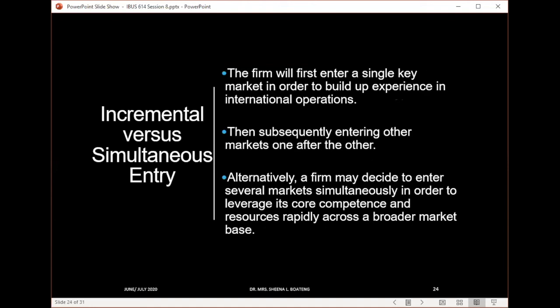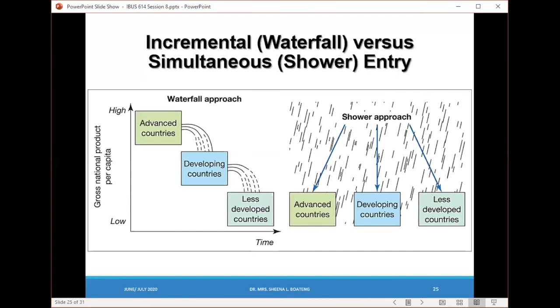And you are able to use the competencies that you have as an organization to facilitate this simultaneous entry, because we need to bear in mind that all these markets may not have the same or similar market segments. So you would need to do a lot of resource commitment in the different markets to be able to ensure that you can effectively handle operations in all these different markets at the same time. So most of the time, firms prefer to use the incremental approach to entering markets because it gives them more of an opportunity to learn and gain experience and knowledge about international marketing operations before they expand further into other markets.